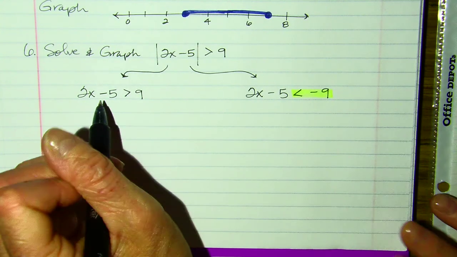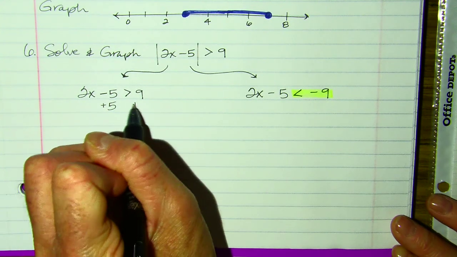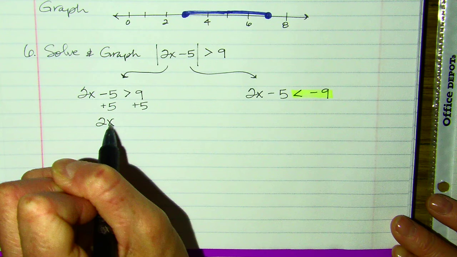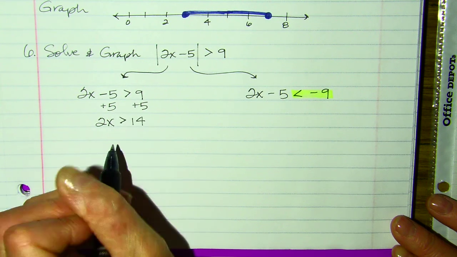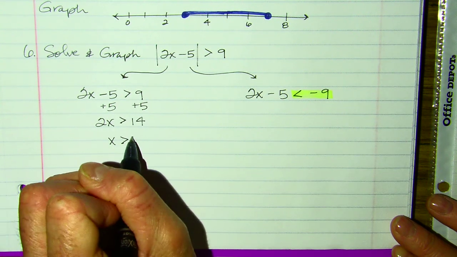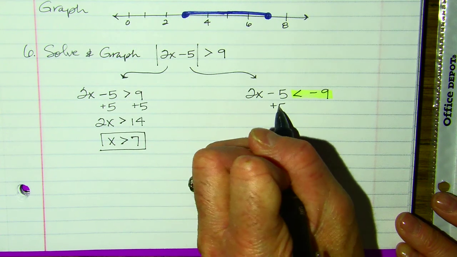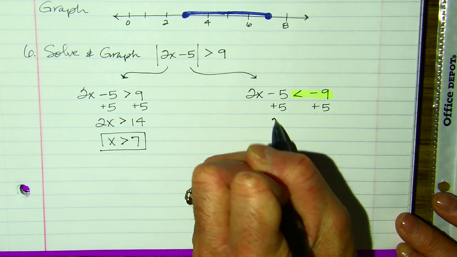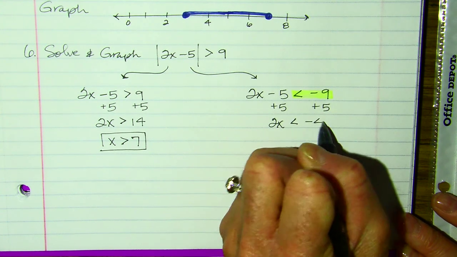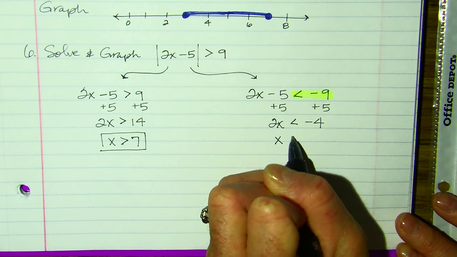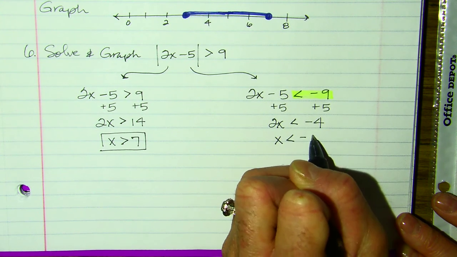So add 5 to both sides. That would give me 2x is greater than 14. Divide by 2 and x is greater than 7. I would add 5 to both sides. 2x is less than negative 4. So if I divide by 2, I get x is less than negative 2.